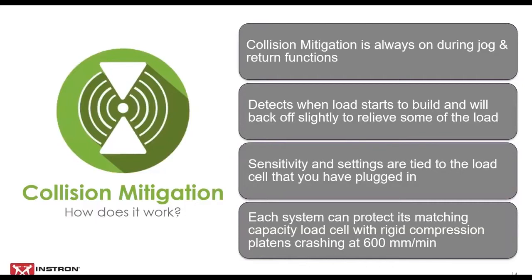Collision mitigation is always on during jog and return actions. The only time it is not active is when the load cell is not plugged in or not electronically calibrated. Not only does the system stop when it detects an unexpected load, it backs off to relieve some of this load. The sensitivity of this feature depends on which load cell it's being used with, but each system can protect its matching capacity load cell with rigid compression platens crashing at a speed rate of 600 millimeters per minute.